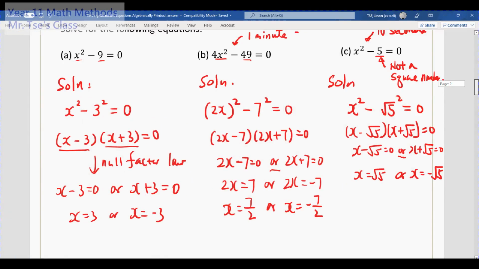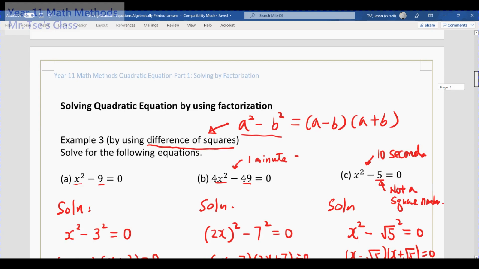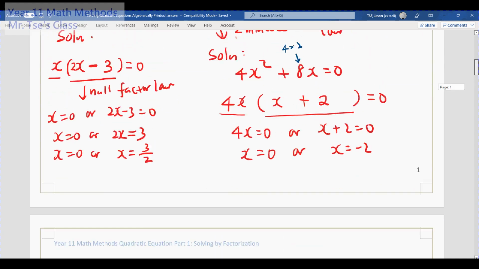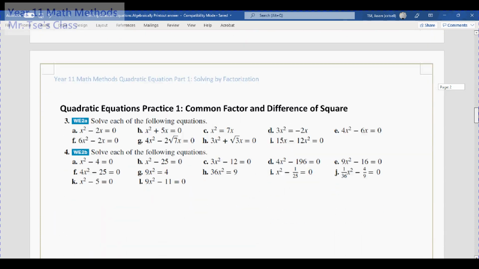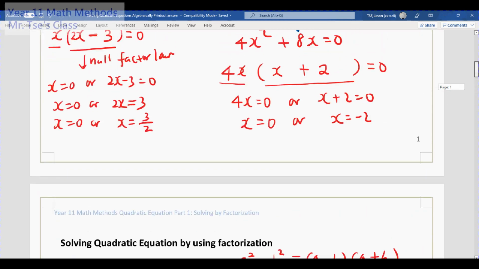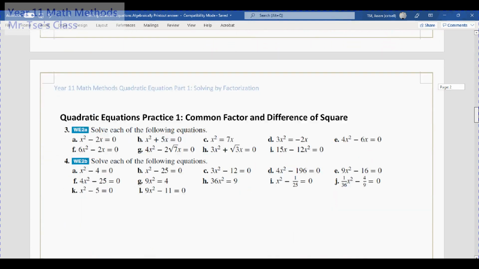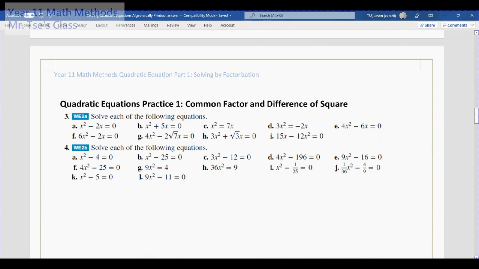All right, so these are 3 questions where we use difference of squares. The last question we use taking a common factor. Okay, so that's all for our practice 1. Practice 1 is all about using common factors or difference of squares to solve quadratic equations.